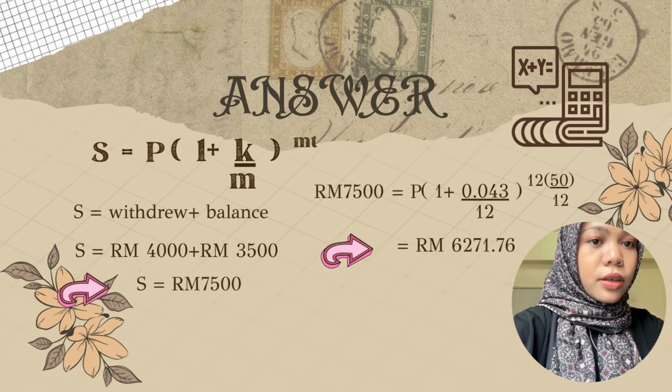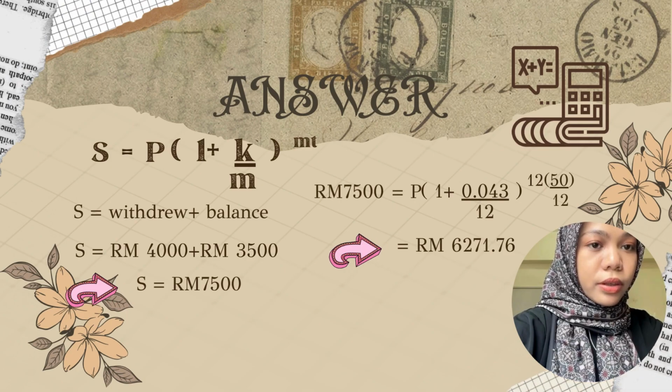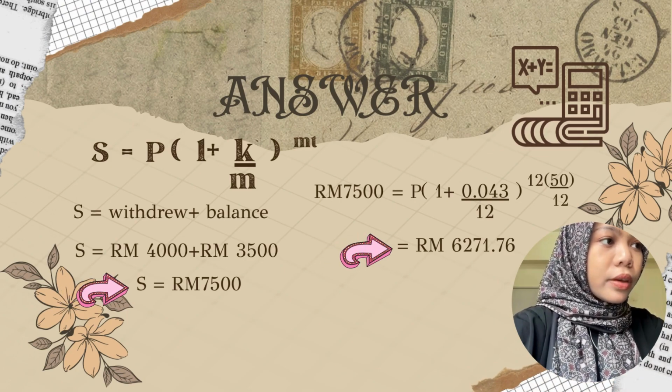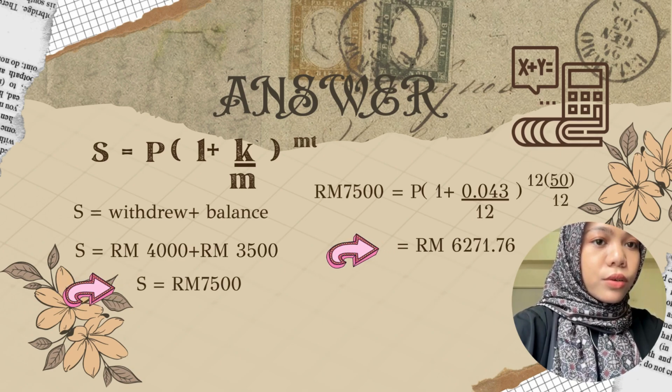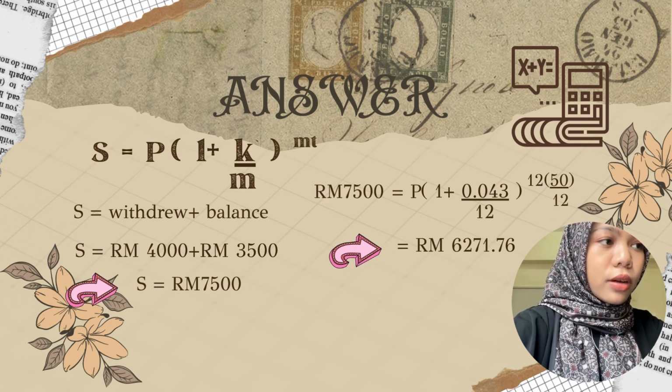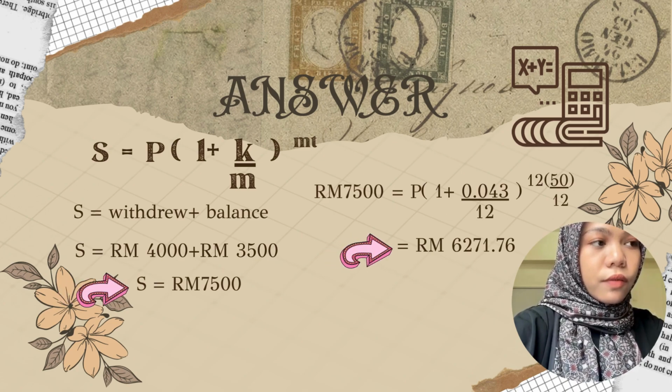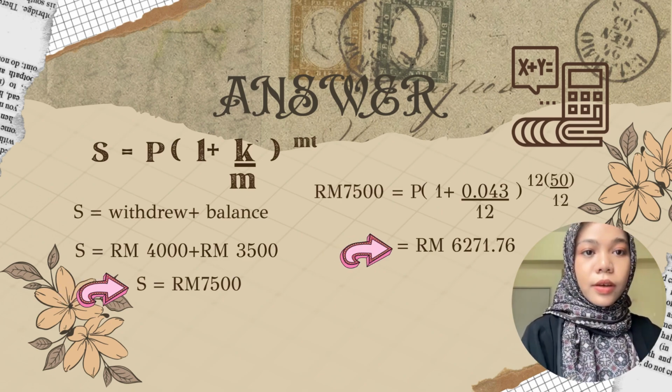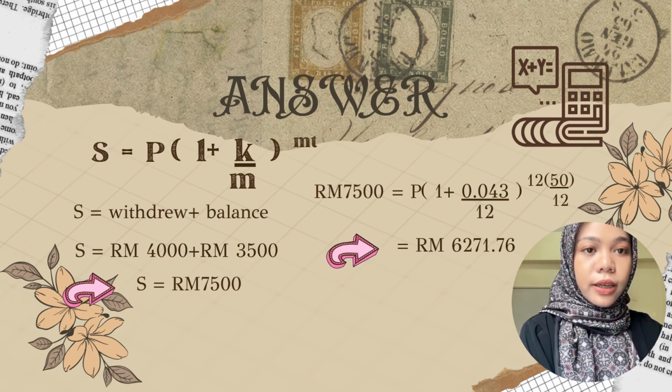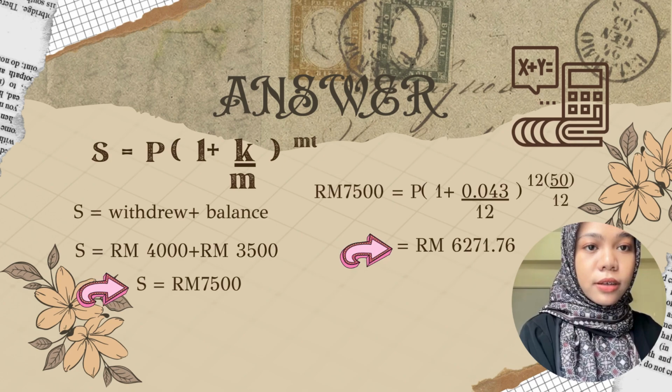RM X was deposited in an account at 4.3% interest compounded monthly. 50 months later, RM 4,000 was withdrawn from the account and the balance was RM 3,500. Find the value of X. First, we can find the S because the amount of withdrawal and the balance were given, so we can just add the amount of withdrawal and the balance, and we can get the amount of S.